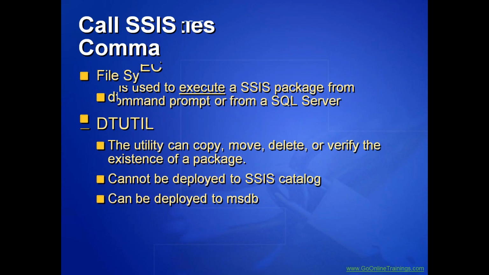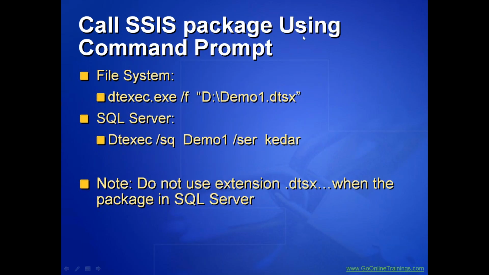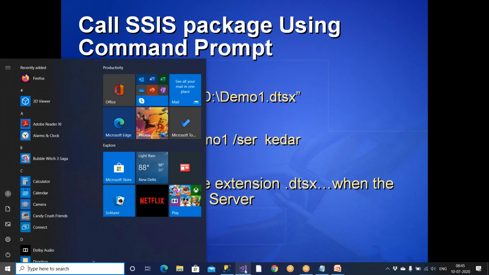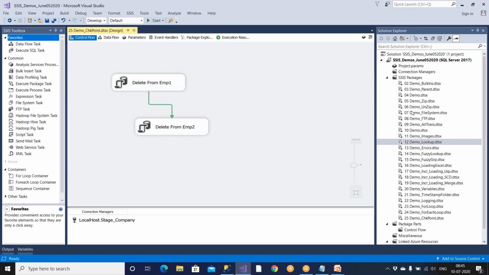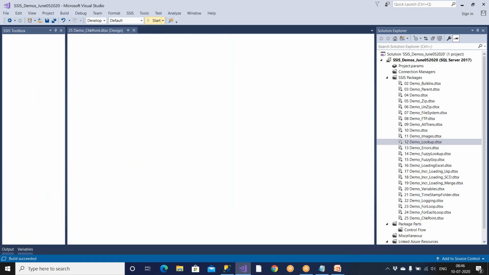So, calling an SSIS package using the command prompt. How are we calling the SSIS packages? Calling means executing. This is the only way we know so far to execute an SSIS package: you double-click on it and always click on execute. This is how we are going to be executing.